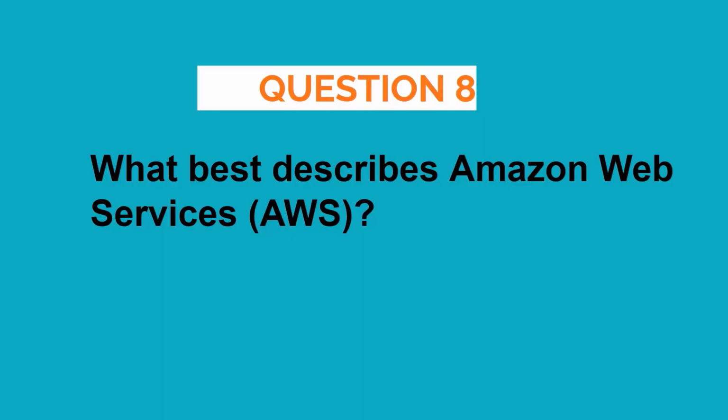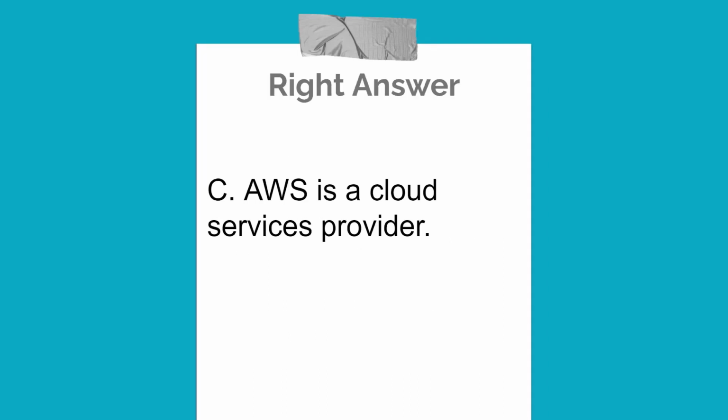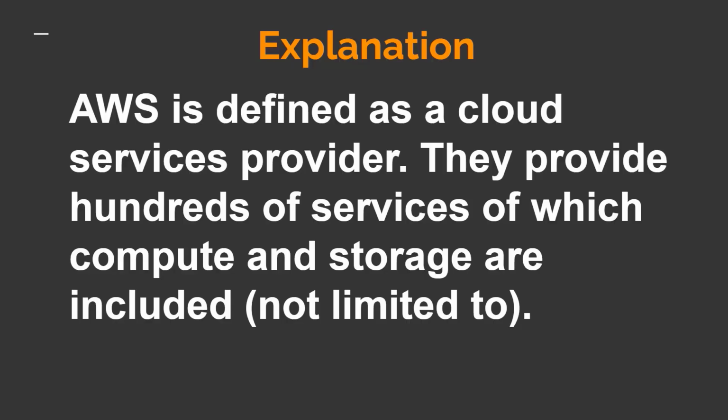Question 8. What best describes Amazon Web Services, AWS? Option A. AWS only provides compute and storage services. B. AWS is the cloud. C. AWS is a cloud services provider. D. None of the above. Right answer is C. AWS is a cloud services provider. Explanation. AWS is defined as a cloud services provider. They provide hundreds of services, of which compute and storage are included, but not limited to.